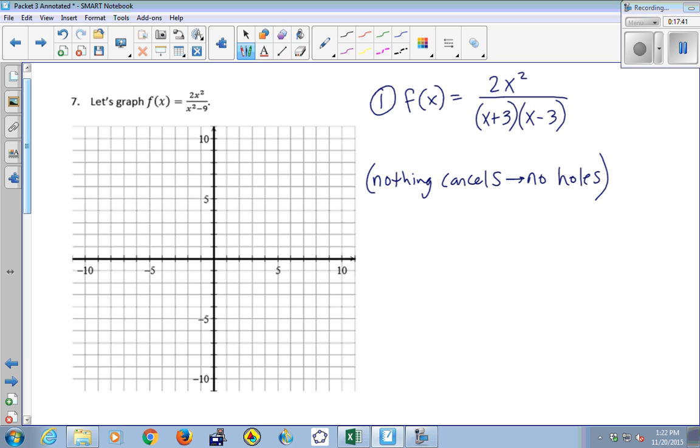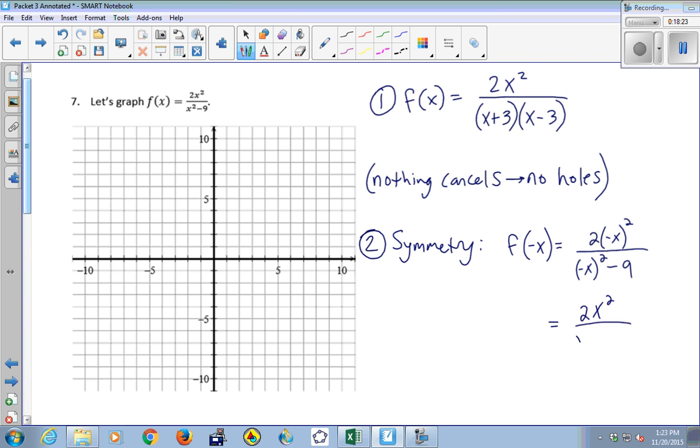Now I want to check and see if there's any symmetry. So I want to evaluate f of negative x. If I put a negative x into that function, I get 2 times negative x squared over negative x squared minus 9. What's negative x quantity squared? X squared, because it means negative x times negative x, which is x squared. So I have 2x squared over x squared minus 9.